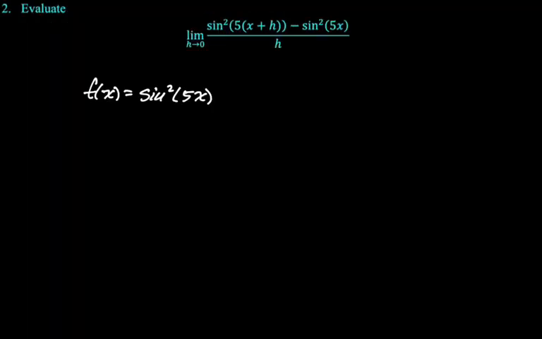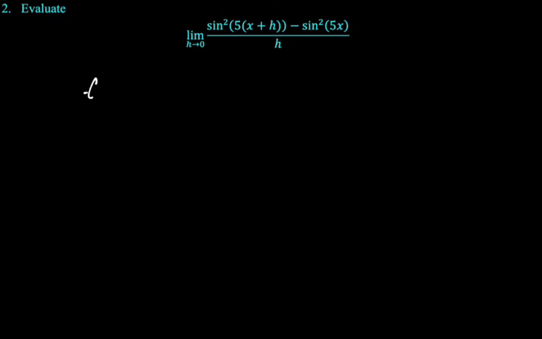All right, there's one more problem in this problem set. Let's take a look. Whoops, what is this nonsense? Okay, evaluate the limit as h approaches 0 of sine squared of 5 times the quantity x plus h, minus sine squared of 5x, all over h. All right, you see the limit as h approaches 0, you instantly think derivative. If this is the derivative, it's going to be limit as h approaches 0, f of x plus h minus f of x all over h.